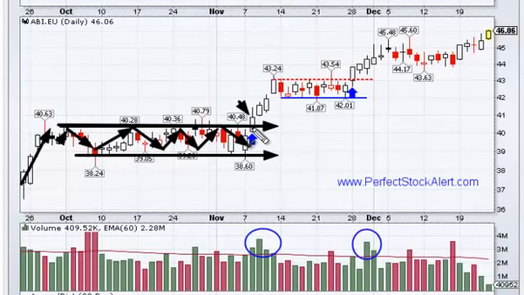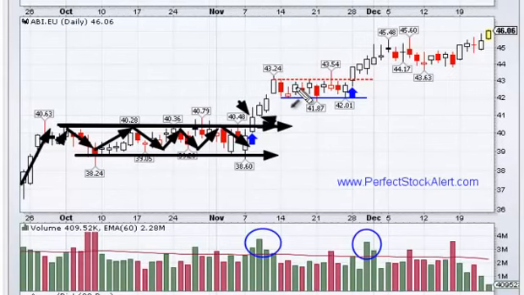Now when resistance is broken, typically it becomes support. So you see this breakout here, and now you could buy the next day right there at the open, knowing that this support right here is going to be the new floor in price. And so price activity will drive higher away from that floor. And that's what happens right here.